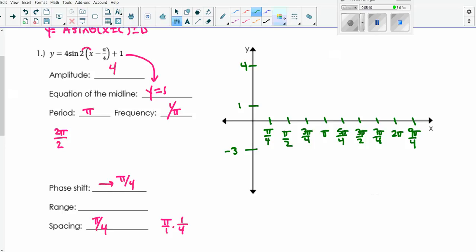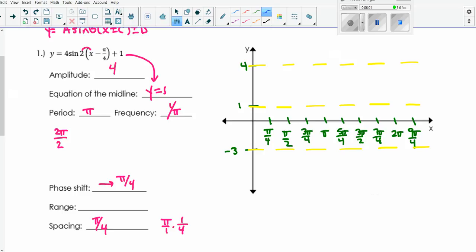Okay, I'm going to draw in my lines. So this right here is my maximum. This is my midline. And then this is my minimum. Okay, and then those are the 3 places that my function will hit.